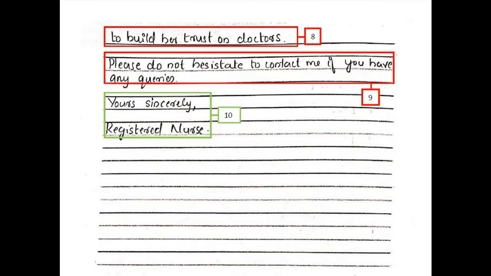Coming to the wind-up sentence, you have to mention the name of the patient along with the sentence. Then it becomes, please do not hesitate to contact me with any queries regarding Mrs. Wood. The sign-off written is correct. Considering all these points, this letter merits a score of 300. Thank you.